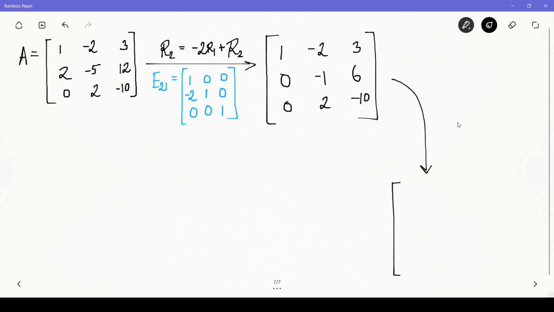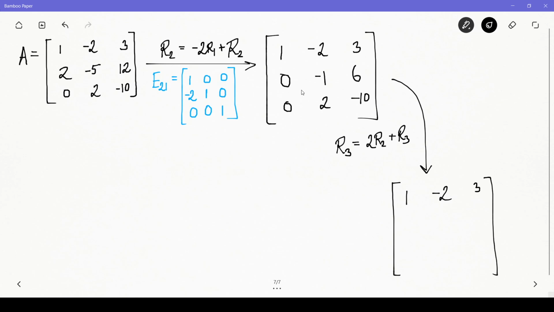So let's do that, okay? Let's do this over here. Our new R3 will be 2 times R2 plus R3, right? So let's do that. We are not changing our row 1, just like before, it will remain as it is.